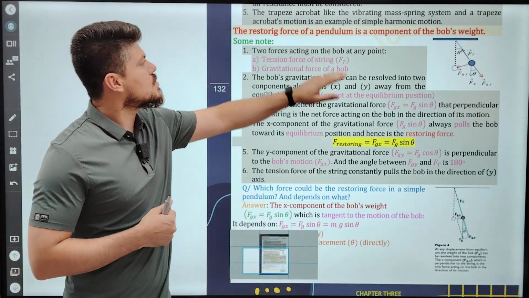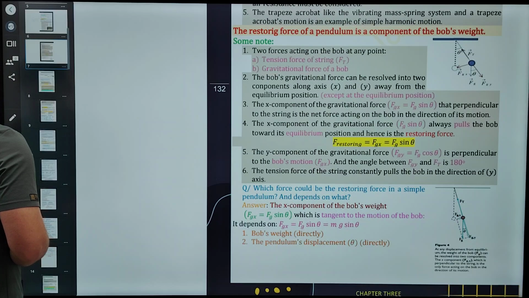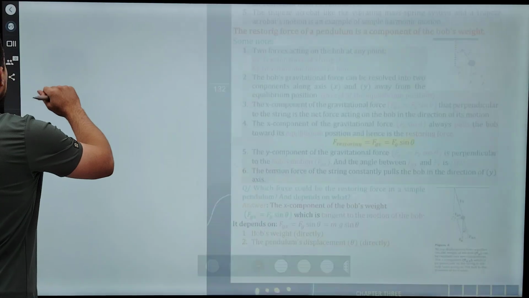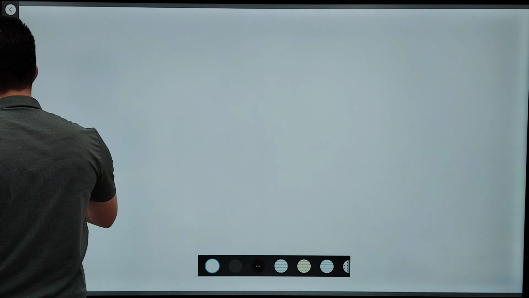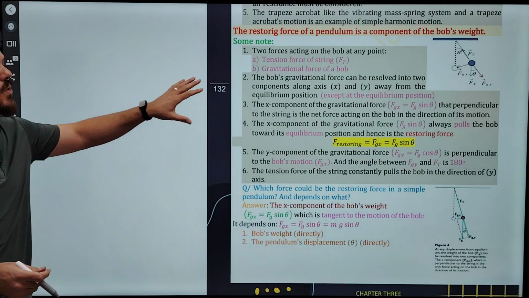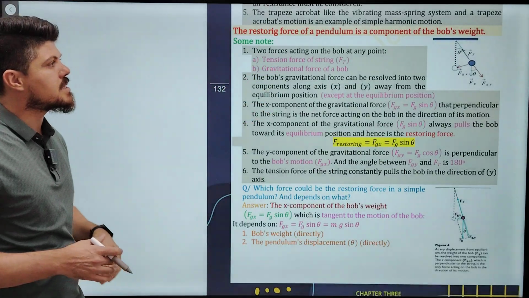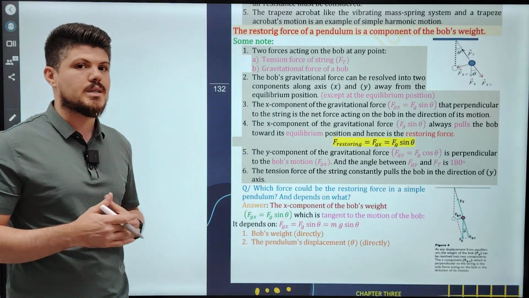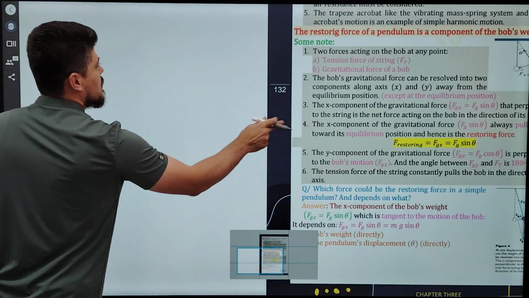The restoring force of a pendulum is a component of the bob's weight. So this is very important. What provides the restoring force in a simple pendulum? In a simple pendulum, the force that provides the restoring force is the tangent component of the bob's weight, the x component, as in this figure.